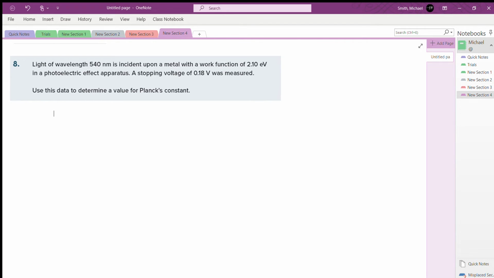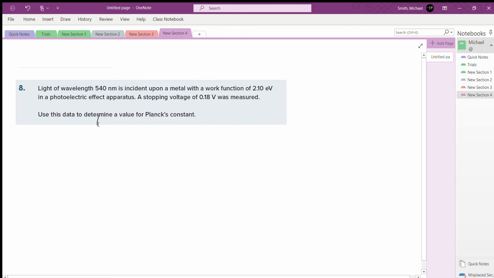So here we're using the relationship E K max equals hf take W. E K max we can calculate using the stopping voltage. The stopping voltage multiplied by the charge of an electron gives the maximum kinetic energy. So this is calculated like that.